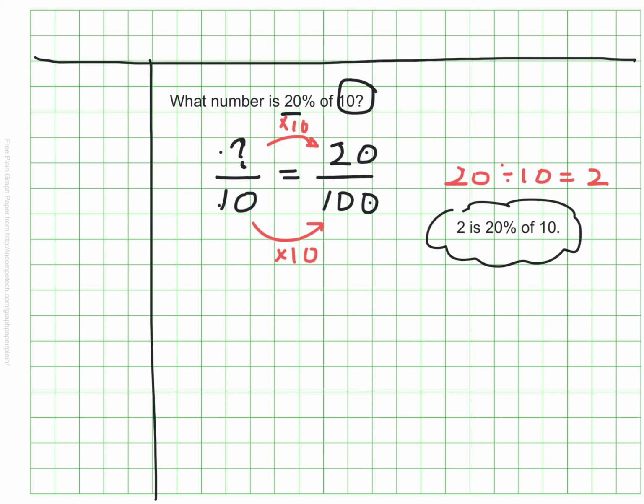Let's try another example. This time, we would just want to know what number is 15% of 40. What is 15% of 40? And I like using my setup here to figure this out. So we have 15%. I know that that's 15 out of 100. That's one part of my equivalent ratio. And I know that my whole number is 40, but I don't know what number it is out of 40 that's equivalent to 15%.